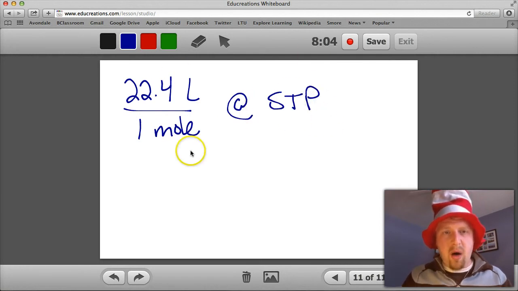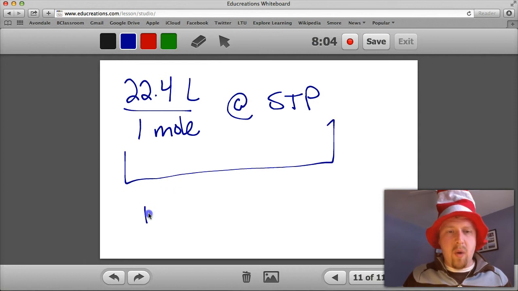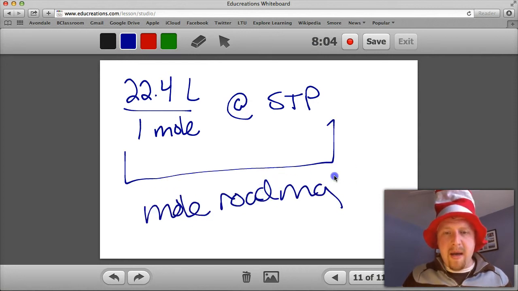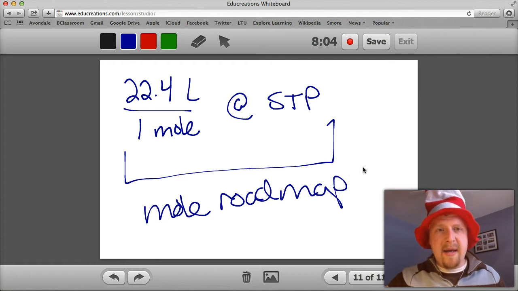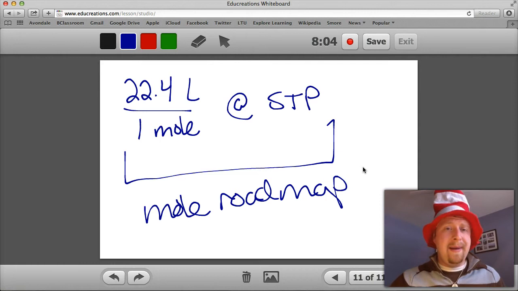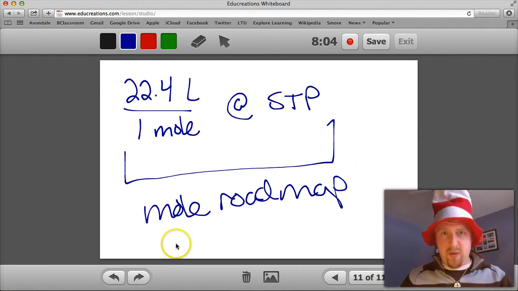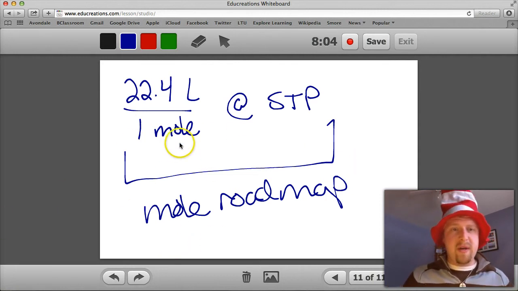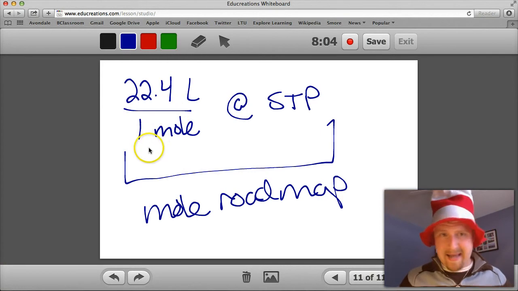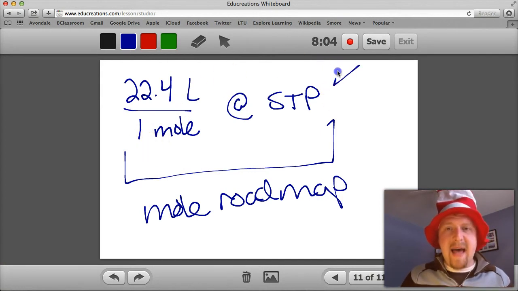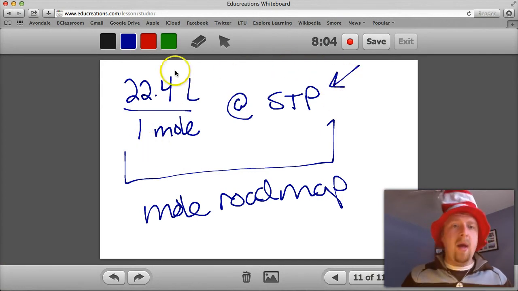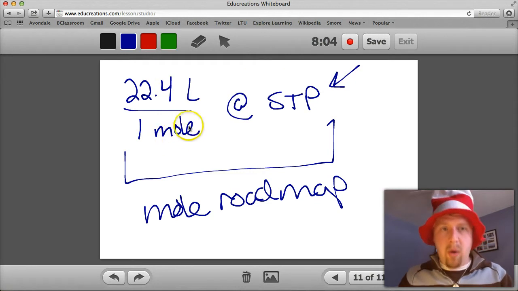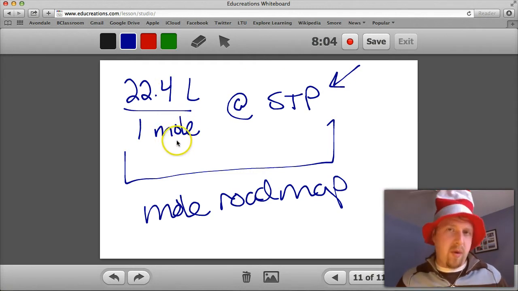Okay, and if you recall, this is actually from your mole roadmap. And if you have your mole roadmap, it might be very useful for you today to pull it out, okay? So what we're going to be doing is working with this a little bit. We're going to say no matter what size gas you have, if the gas is at STP, there will be 1 mole of gas in 22.4 liters, or in a 22.4 liter container.